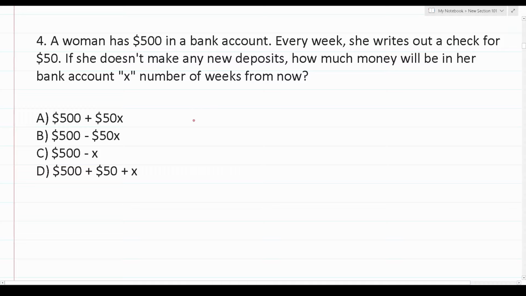First, we know that she has $500 in a bank account. So let's just go ahead and write out $500. And in addition, we're told that every week she writes out a check for $50. That means every week her account's being reduced by the amount of $50. So that's going to be subtract 50. And if we want to know how much money's in the bank account X number of weeks from now, that's going to be 500 minus 50 times X. So the correct answer to this one is B, 500 minus 50X. All right, so that's that one.